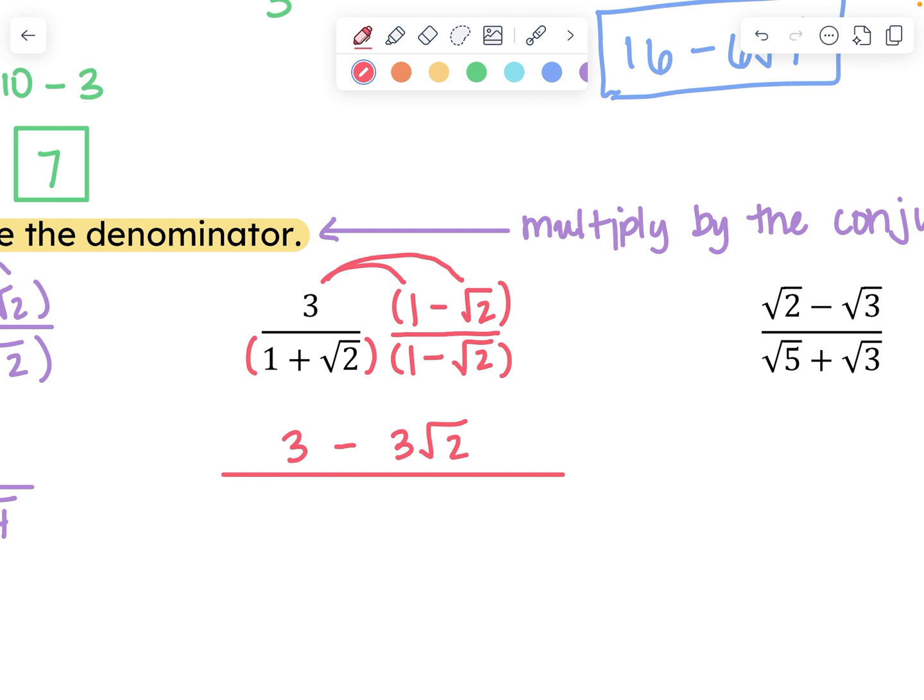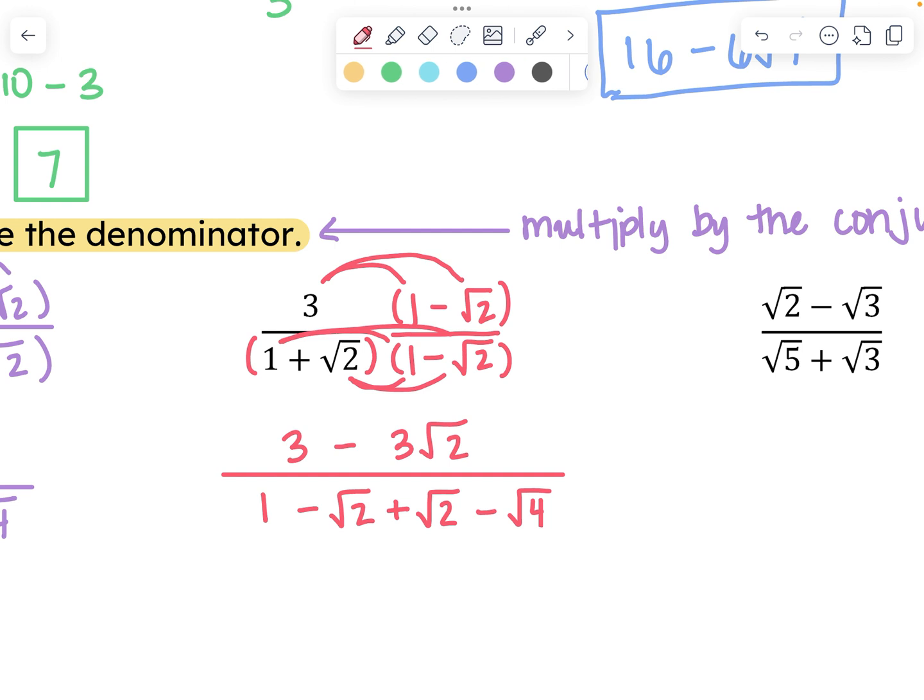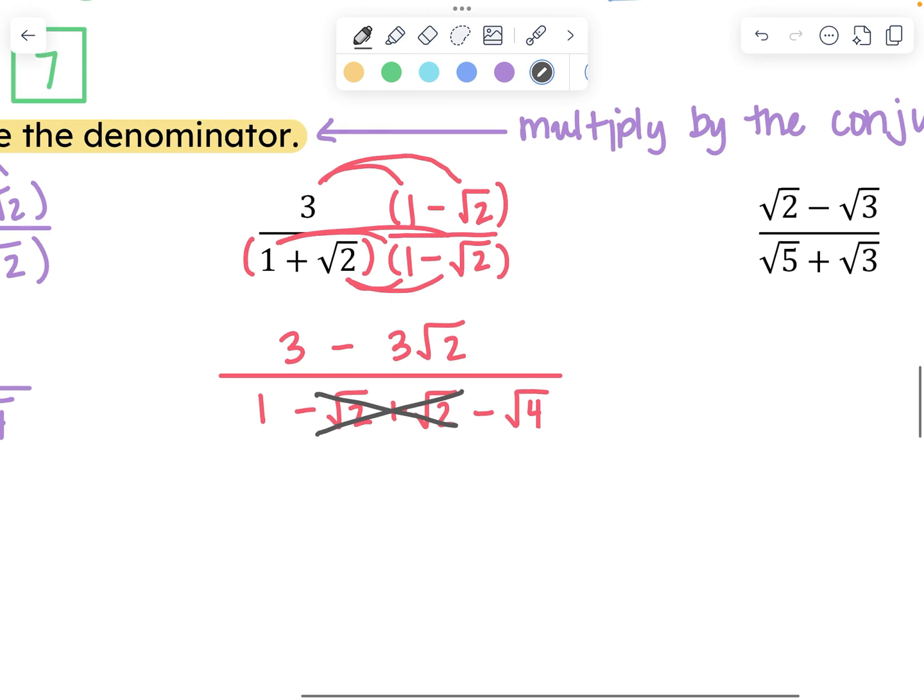And in the bottom, I need to FOIL it out. So first times first is 1. Outside times outside, minus square root 2. Inside times inside, plus square root 2. And last times last is going to be minus square root 2 times 2, which is 4. Our two middle terms are going to cancel out. So on the top, I still have 3 minus 3 square root 2.